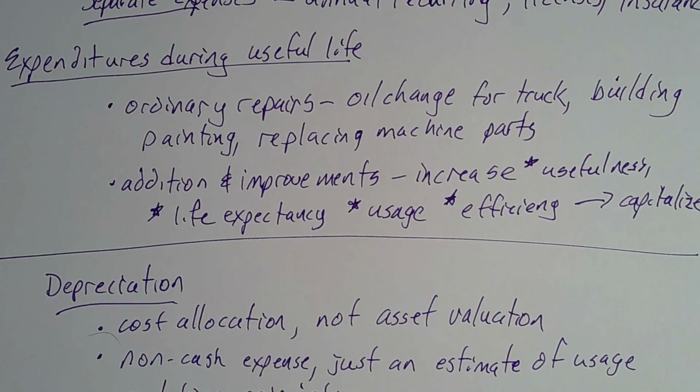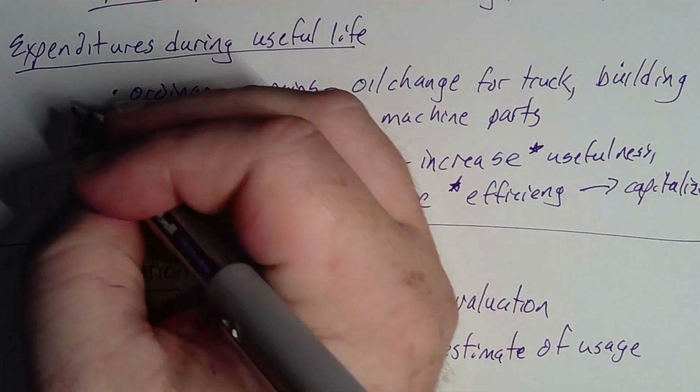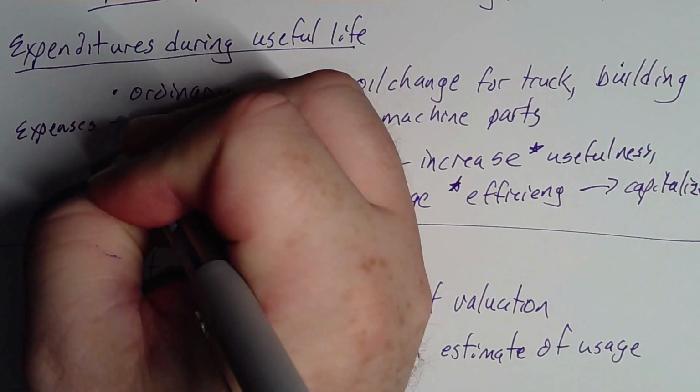There are going to be some costs that we have to pay during the normal useful life of a piece of equipment. And these things are divided up into two categories. They're either ordinary repairs, for example an oil change for a truck, repainting the building, or replacing machine parts. Those are just expenses that we expense along the way.